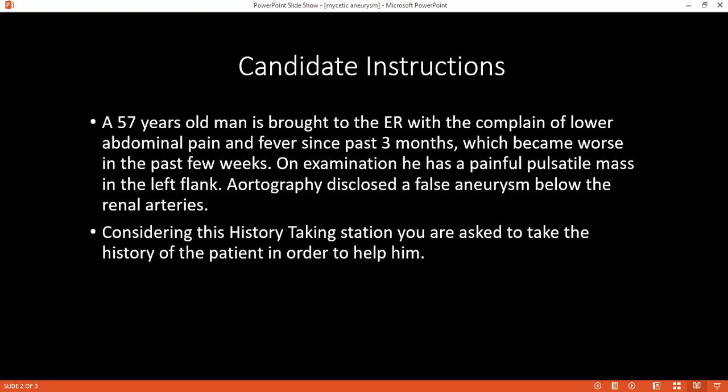Good. So what are your provisional diagnosis and differential diagnosis? My diagnosis is arterial pseudoaneurysm, femoral pseudoaneurysm. I should also consider other causes such as an abscess, hernia. Very good. Okay. What investigations would you ask for to confirm your diagnosis?